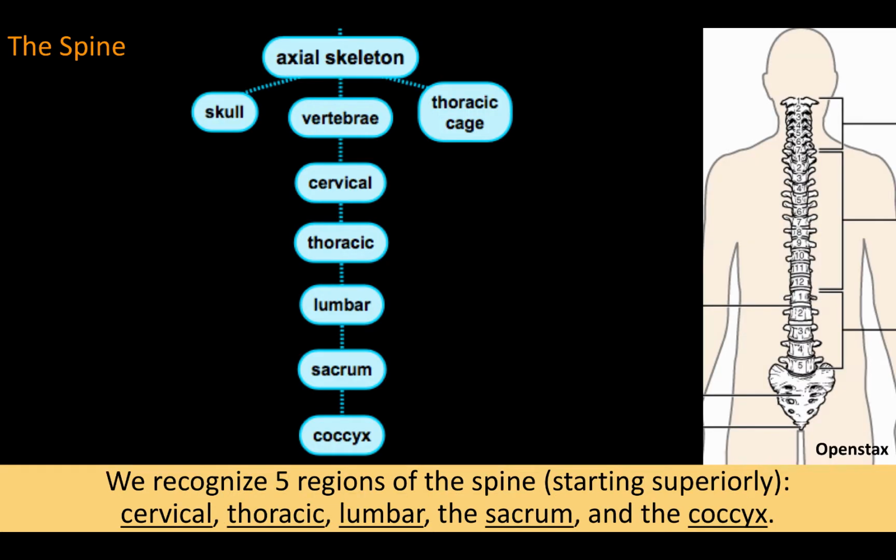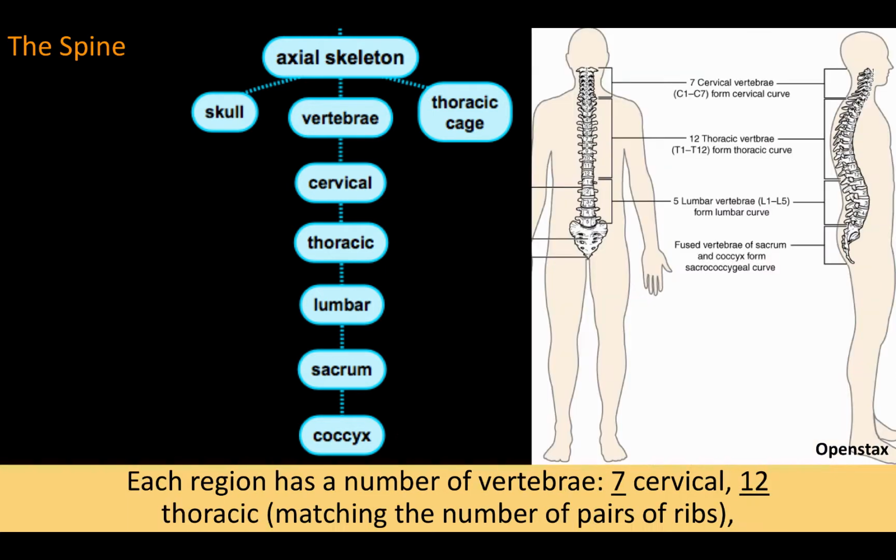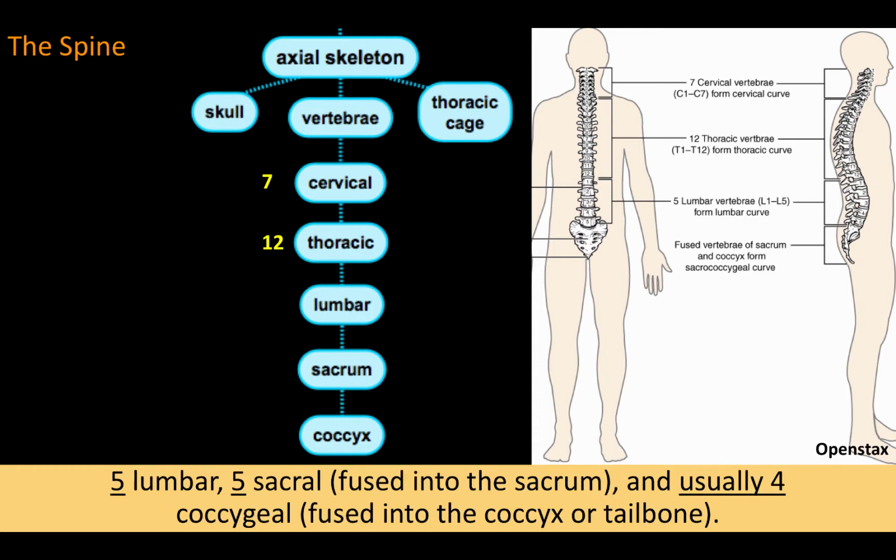We recognize 5 regions of the spine, starting superiorly: cervical, thoracic, lumbar, the sacrum, and the coccyx. Each region has a number of vertebrae: 7 cervical, 12 thoracic, matching the number of pairs of ribs, 5 lumbar, 5 sacral, fused into the sacrum, and usually 4 coccygeal, fused into the coccyx or tailbone.